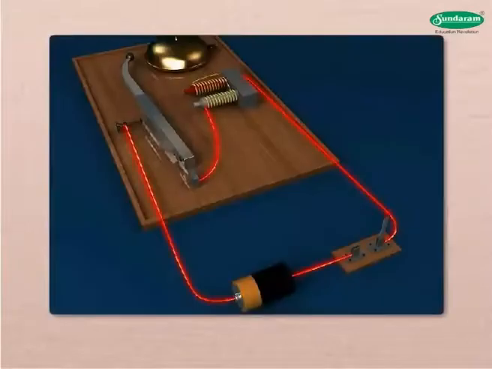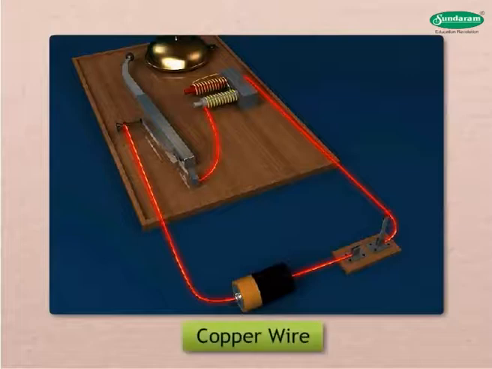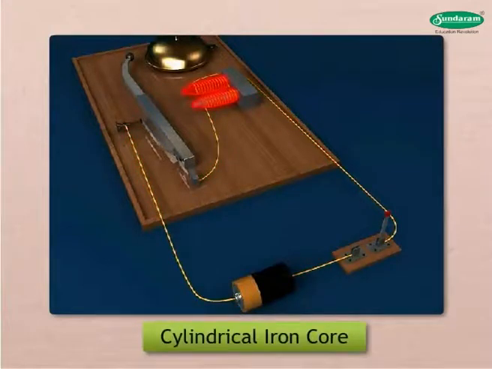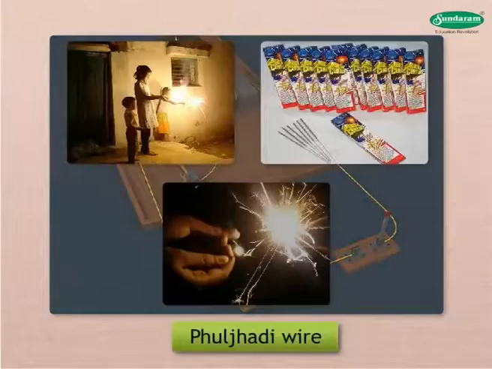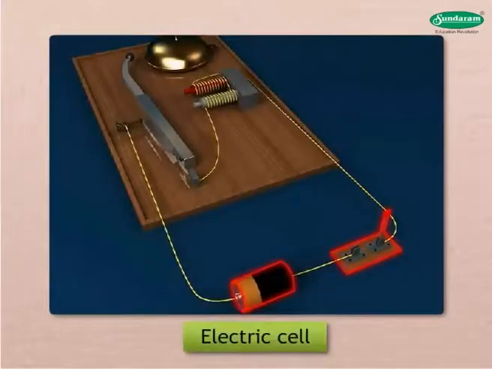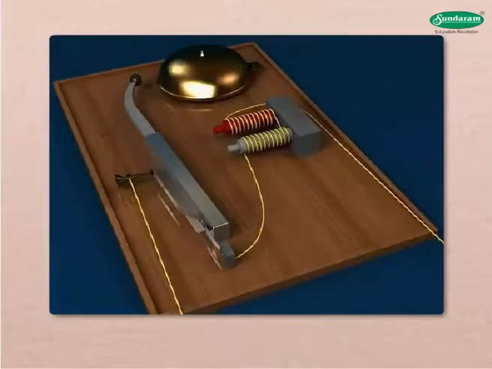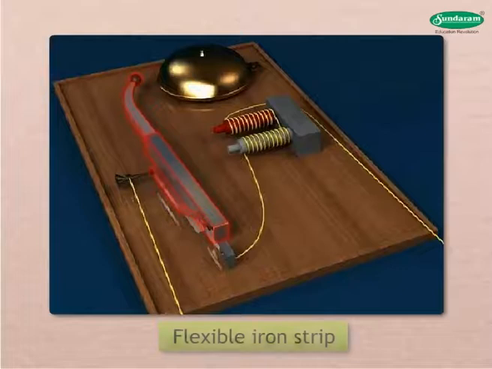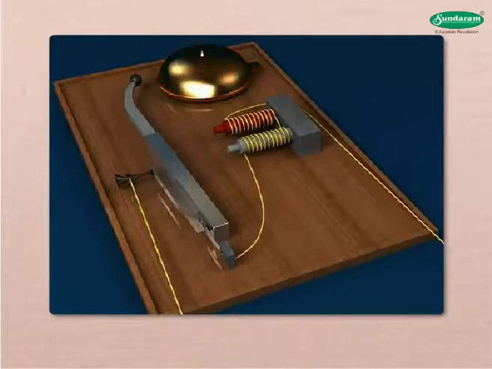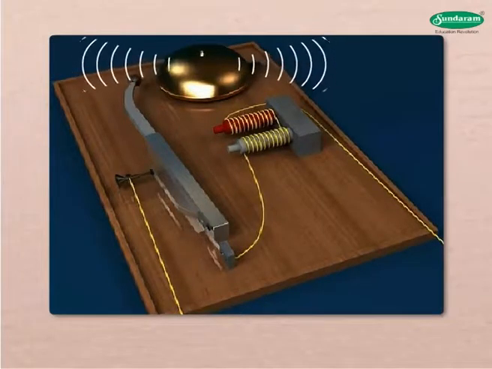Here too, we use a coil of insulated copper wire. Wind it around a cylindrical iron core. The cylindrical core can be made from 7 or 8 discarded iron wires. Also, a key and an electric cell are required. Finally, a flexible iron strip and a metal gong are used to produce sound. That is, when an iron strip strikes the gong, a sound is produced.